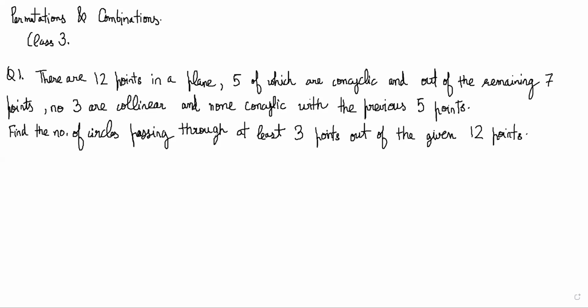Basically, there are 12 points in a plane, 5 of which are concyclic. So 5 points lie on one circle. Out of the remaining 7 points, no 3 are collinear and none concyclic with the previous 5 points. Find the number of circles passing through at least 3 points out of the given 12 points.